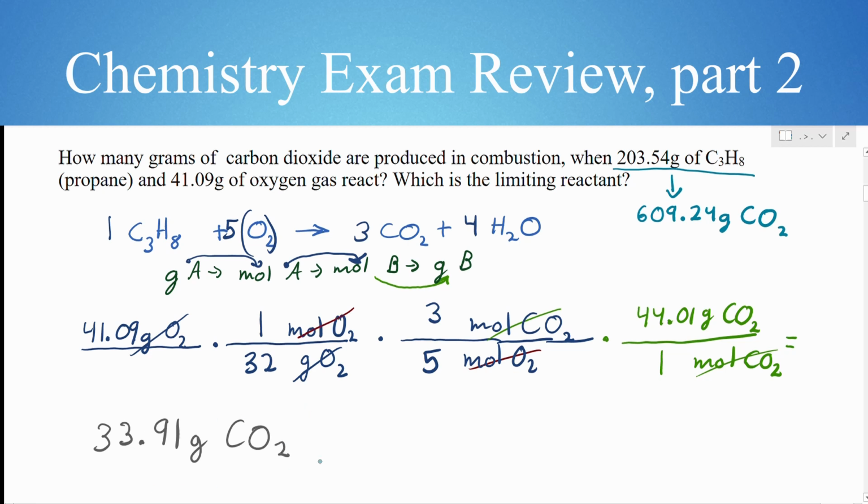Alright, so here we have that with this number of grams of propane, I can make this number of grams of carbon dioxide, and with 41.09 grams of oxygen gas, I can make this number of grams of carbon dioxide.